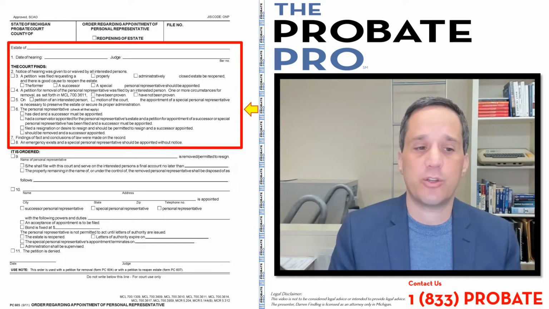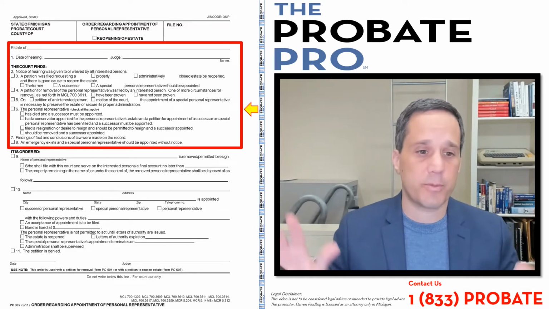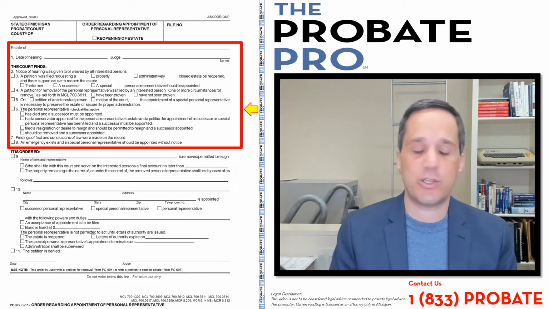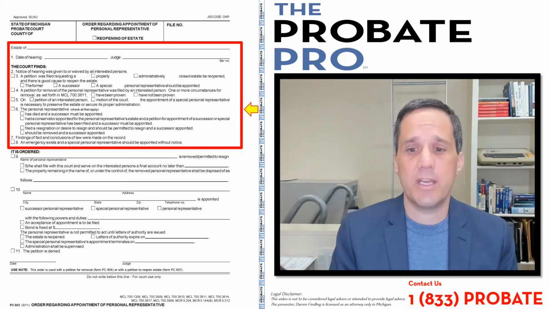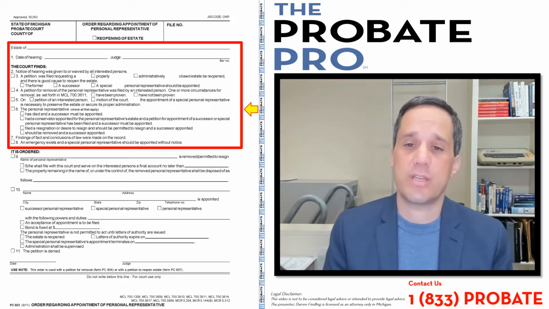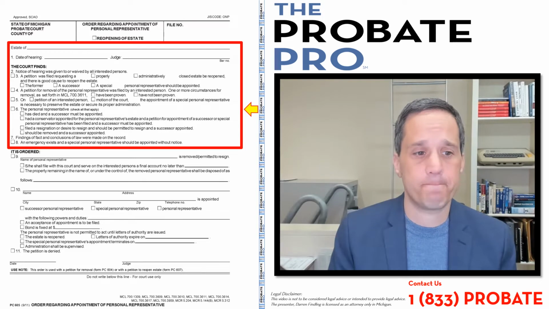The next section, there could be a resignation. So the personal representative says, I'm resigning. And then the next is that they should be removed because maybe they've done some malfeasance or breached their duty. Something has happened that there's a need for a successor to be appointed.